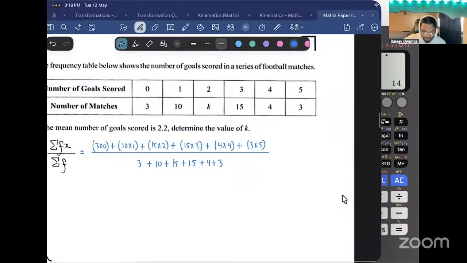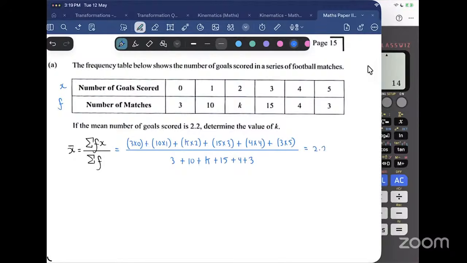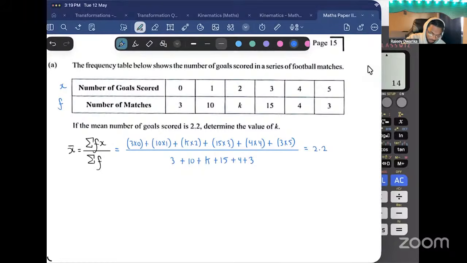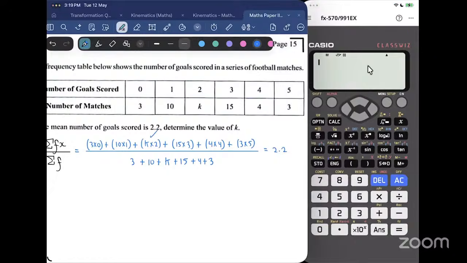Good, cool. Let me answer this. The whole thing has to be equal to what? 2.2. Let me work this out quickly now. Let's work out all the numerical parts, which include everything other than the k by 2.